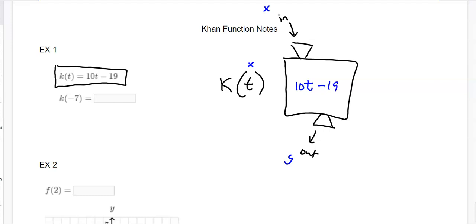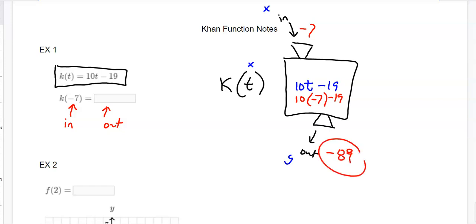take away 19. So when they say K parentheses -7, that's basically saying we want to put in a -7, and then we're trying to figure out what comes out. So I drop my -7 in. The computer says 10 times -7 minus 19. And out pops a -89. So in Khan Academy, you're just simply going to put -89. We're making a video right now too, so just to let you know. So that one I think is hopefully pretty straightforward.